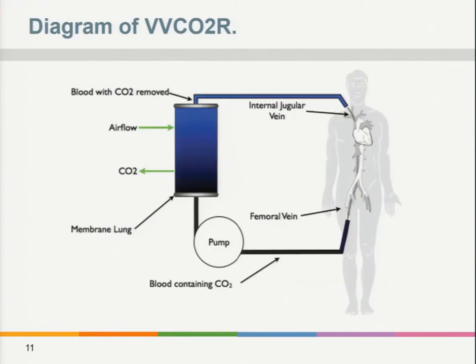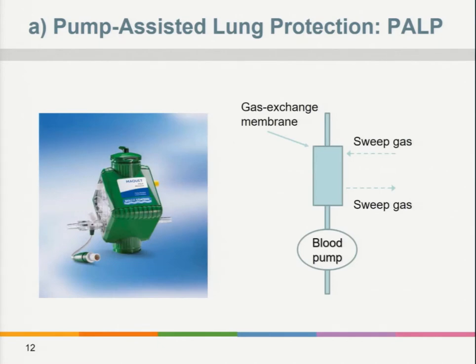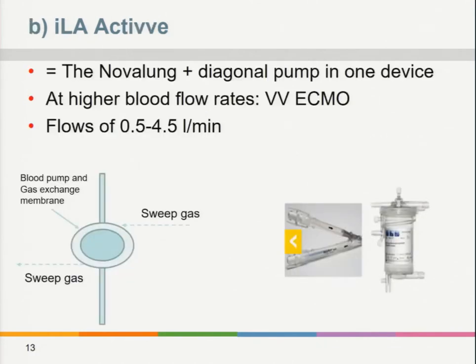What's on the market? We have the pump assist lung protection, the PALP system, which is a low flow system containing a gas exchange membrane and a blood pump. This system can be bridged into a full ECMO system by simply exchanging the gas exchange membrane for a full ECMO oxygenator. The ILA Active, which is actually the Novalung and pump in one device. Also, these systems can deliver full ECMO support, so flows achieved are from half a liter per minute to more than 4 liters.